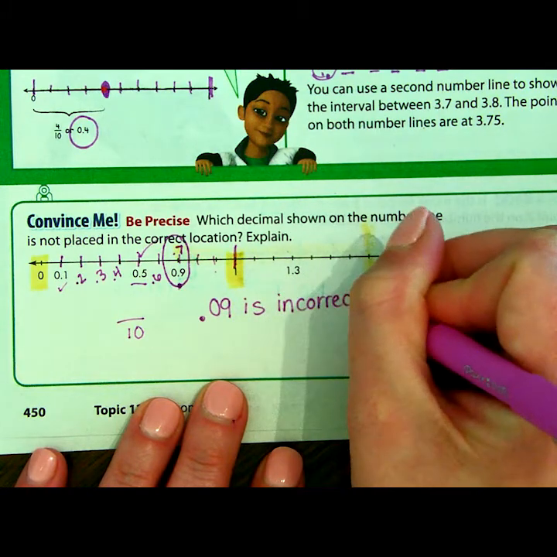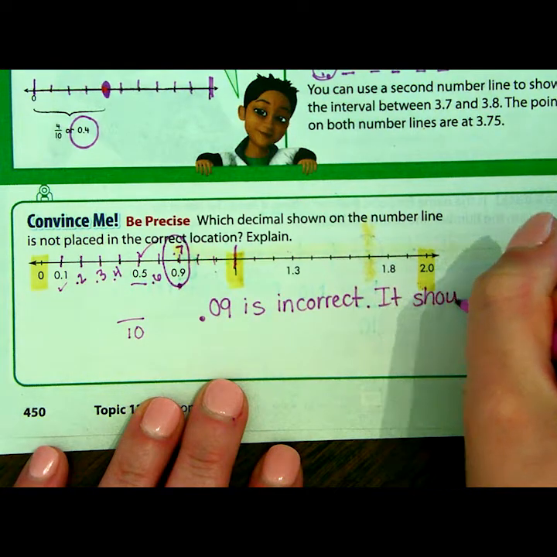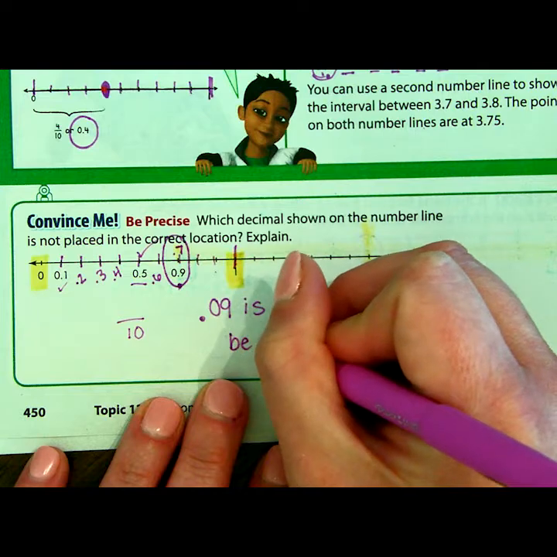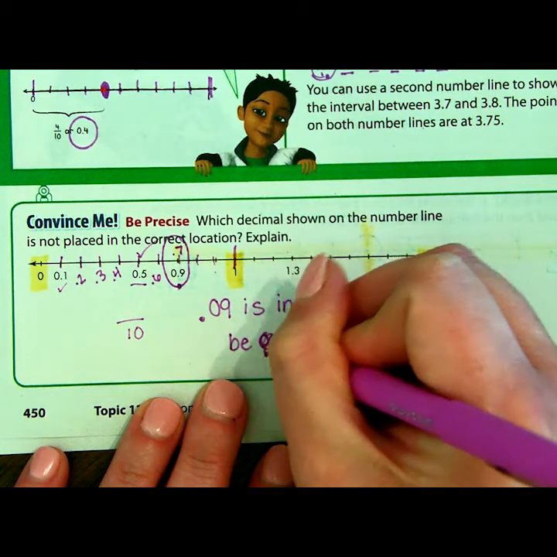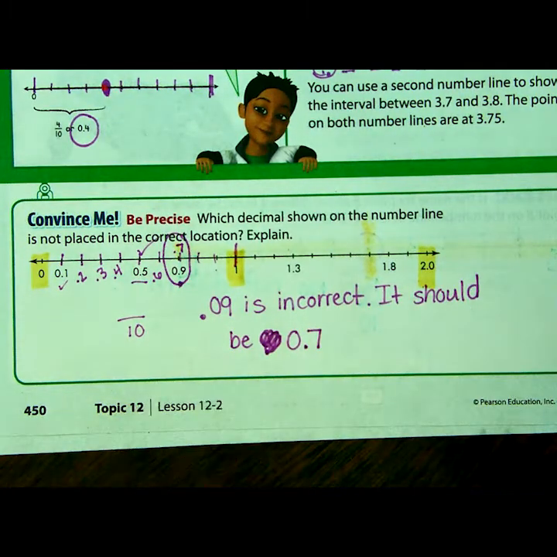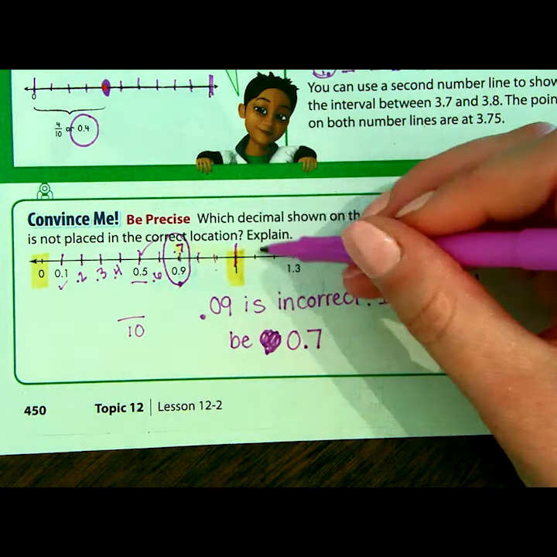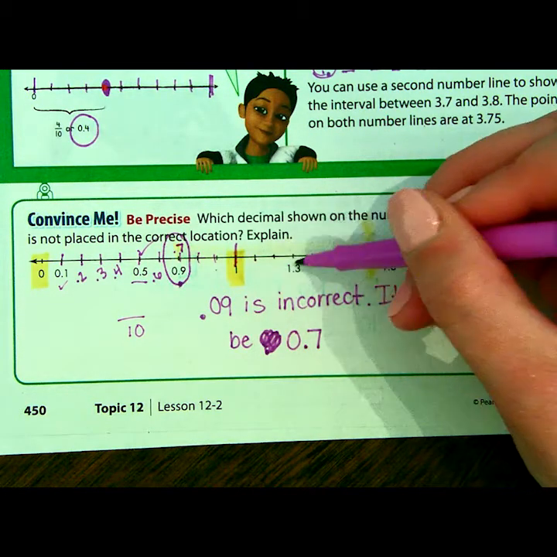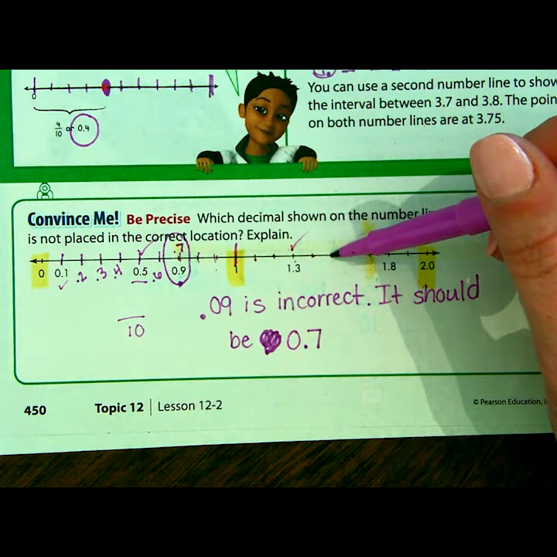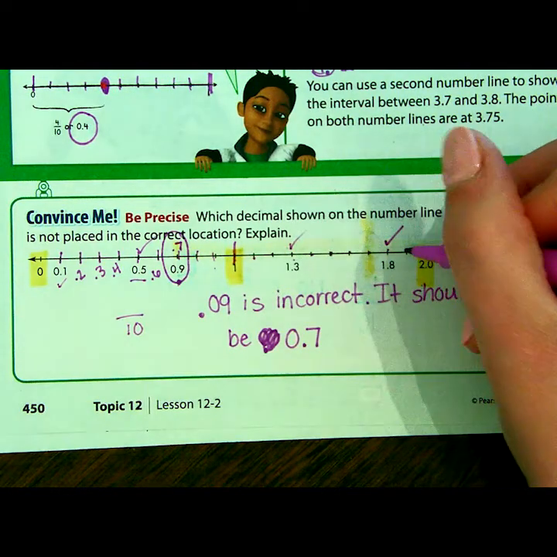It should be, oops. Let me try just writing that over. 7/10. Let's take a look at the others though, just to make sure there aren't any more. So I guess this would be 1 and 1/10, 1 and 2/10, 1 and 3/10. So that's correct. 1 and 4/10, 1 and 5/10, 1 and 6/10, 1 and 7/10, 1 and 8/10. That's correct. 1 and 9/10, and then 2. Perfect.